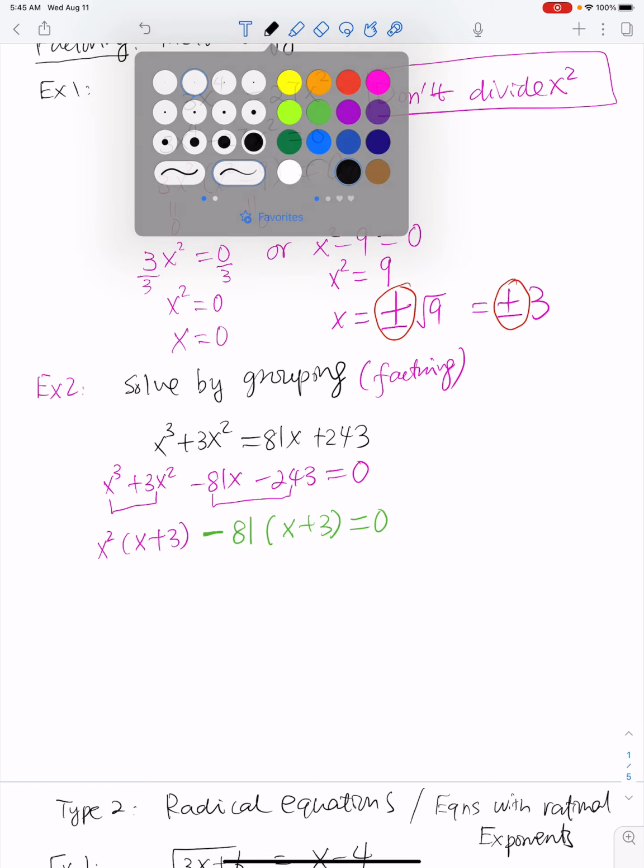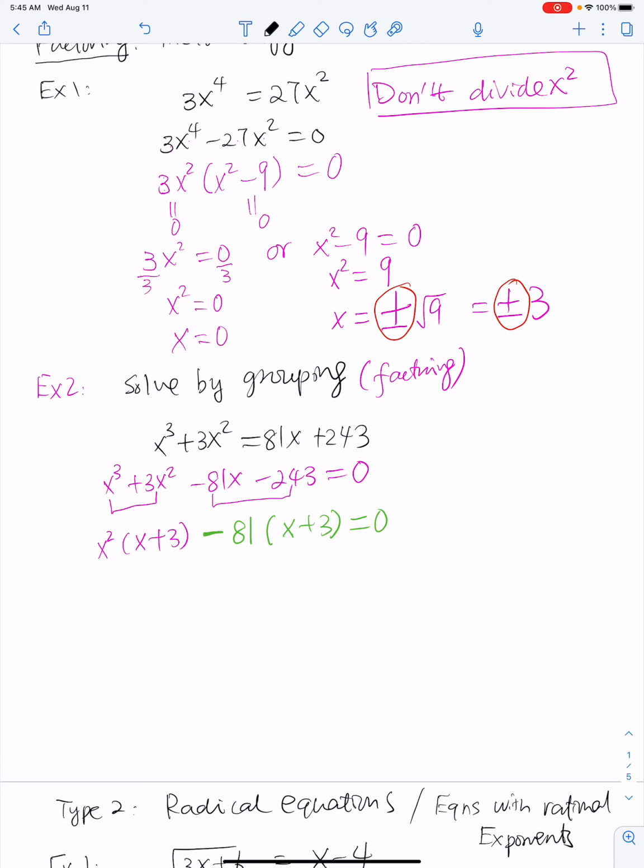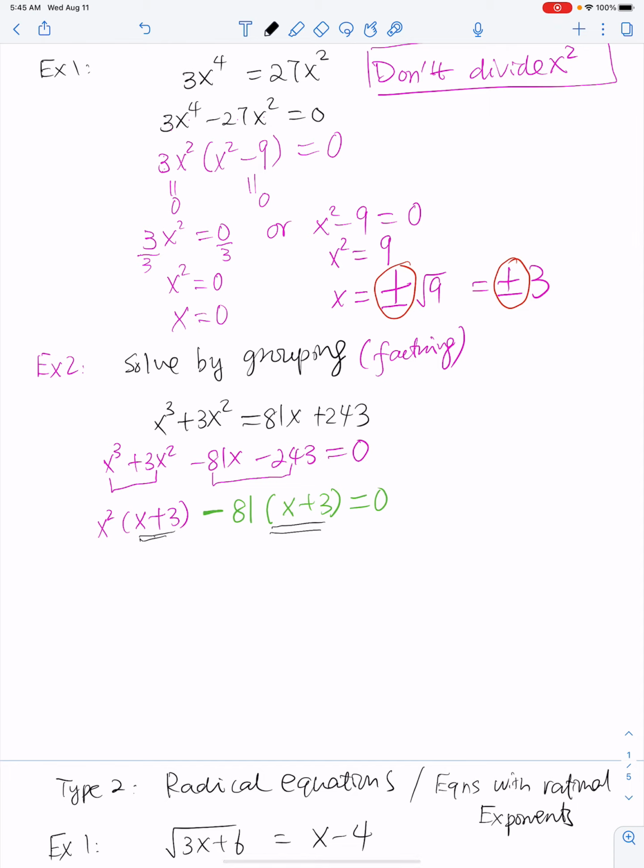This is very important. The technique is when you do the grouping, inside of the parentheses, it should be the same. If it's not the same, you didn't group right. So this is the technique to check your answer. Now you have x plus 3 in common. What could we do? You can take it out. This is in common, and then what do you have left? x squared minus 81 equal to 0. Now it looks much more familiar than before.